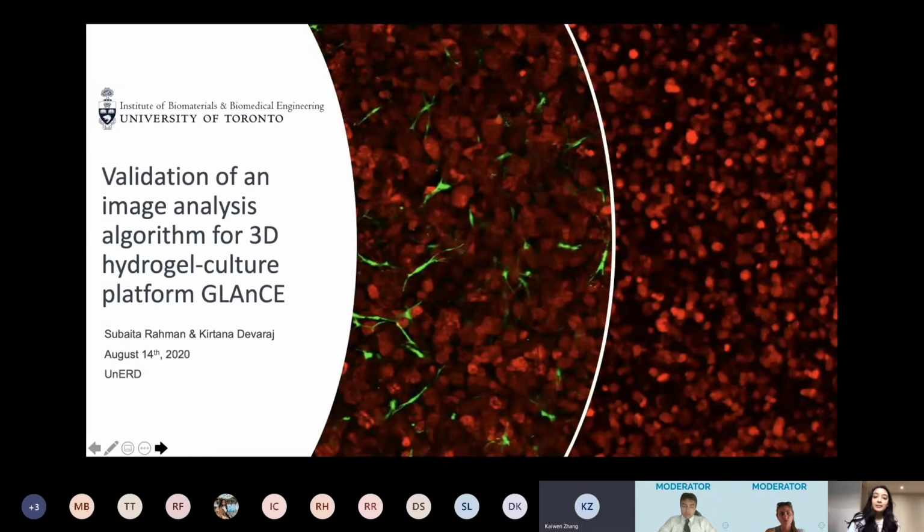All right. Hi, my name is Subaita, and I'm a second-year life science student, and I'm currently working at the Moving Lab. And today I'll be presenting the validation of an image analysis algorithm for 3D hydrogel culture platform GLANS.